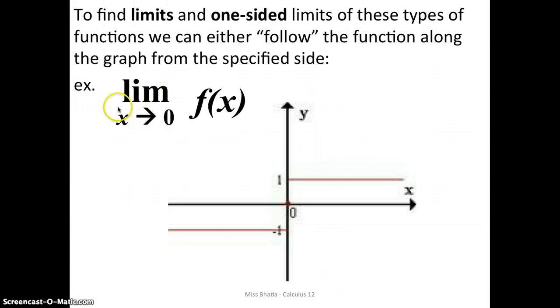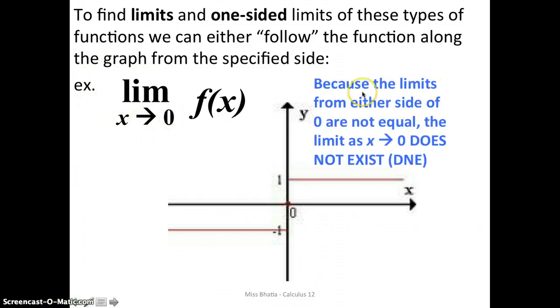Now when they don't specify a side, that means that the limit must be equal from both sides in order for it to exist. So because for this example the limits from the positive side and the negative side converged on different values, the limit at 0 does not exist, and we notate that as DNE.